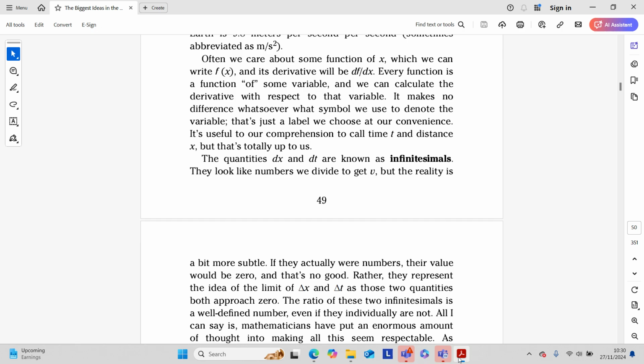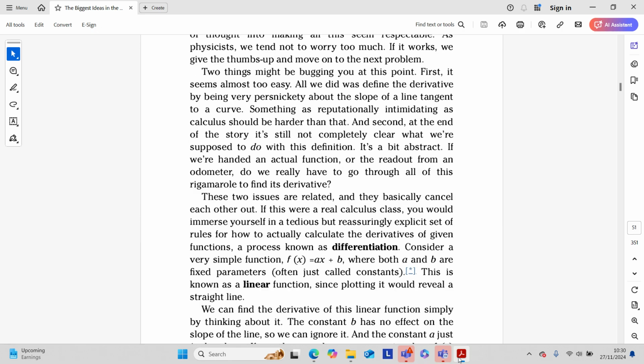All I can say is, mathematicians have put an enormous amount of thought into making all this seem respectable. As physicists, we tend not to worry too much. If it works, we give the thumbs up and move on to the next problem.